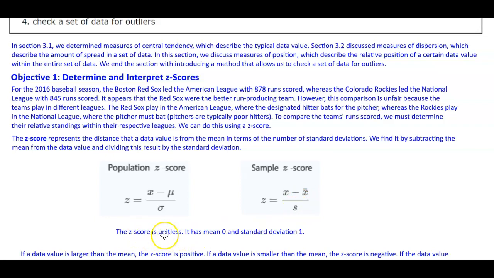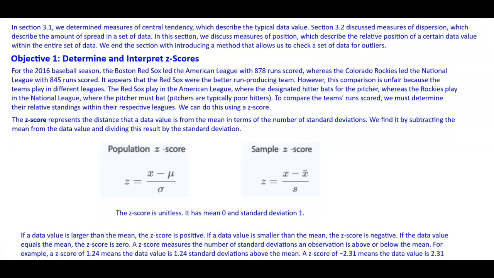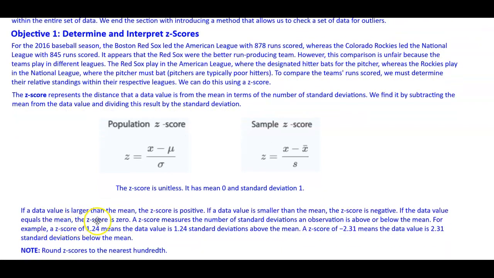Now, the Z-score is unitless. However, it has a mean of 0 and a standard deviation of 1. If a data value is larger than the mean, the Z-score is positive. If a data value is smaller than the mean, the Z-score is negative. If the data value equals the mean, the Z-score is 0.